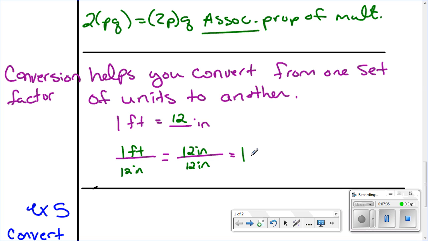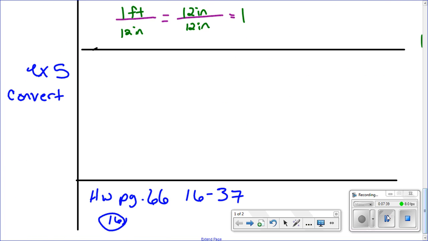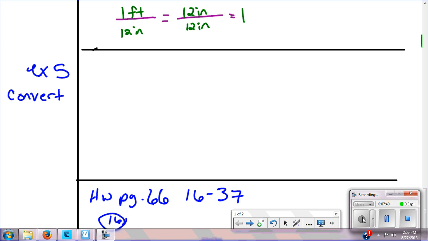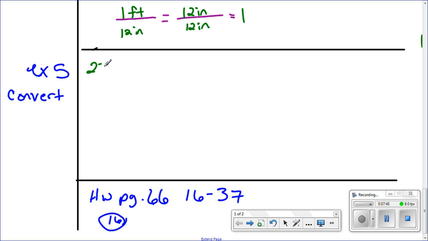So what are we going to use this on? Let's go look at example 5. Example 5, the Steel Dragon 2000 is the world's longest roller coaster. Its length is 2,711 yards. How long is the roller coaster in feet? So I'm wanting to take this to feet. So first we have to find a conversion factor that converts yards to feet.